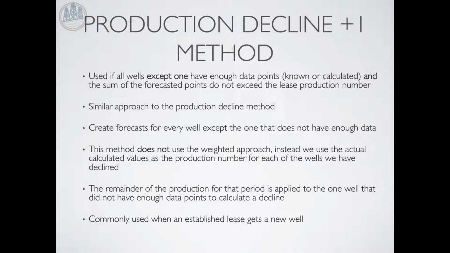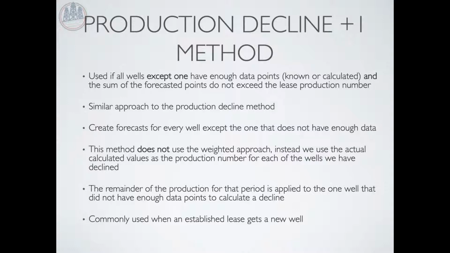That's the difference in this production decline +1 method. In this one, we take the same approach we did in the production decline method, except we use the hard values that we decline out. The idea is that if we can predict what the next month should be for all known wells, then we can take the difference between the sum of those and the lease level data, and we can attribute that to the +1 well, the one that we didn't know.